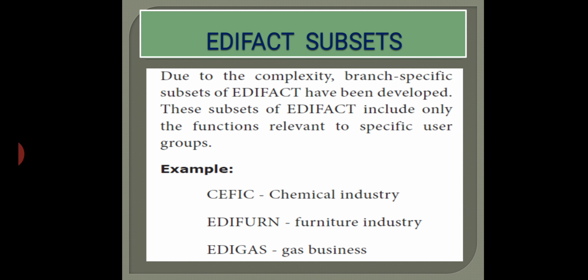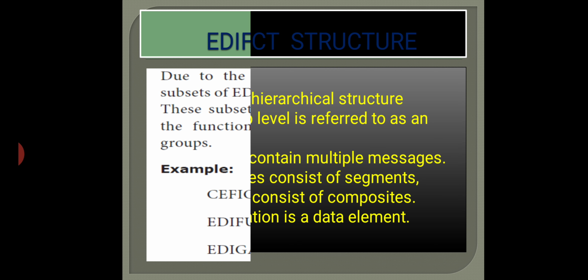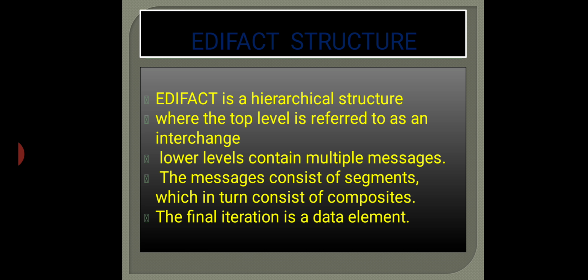EDIFACT subsets: due to the complexity, branch-specific subsets of EDIFACT have been developed. These subsets include only the functions relevant to specific user groups. Examples are the chemical industry, furniture industry and gas industry.